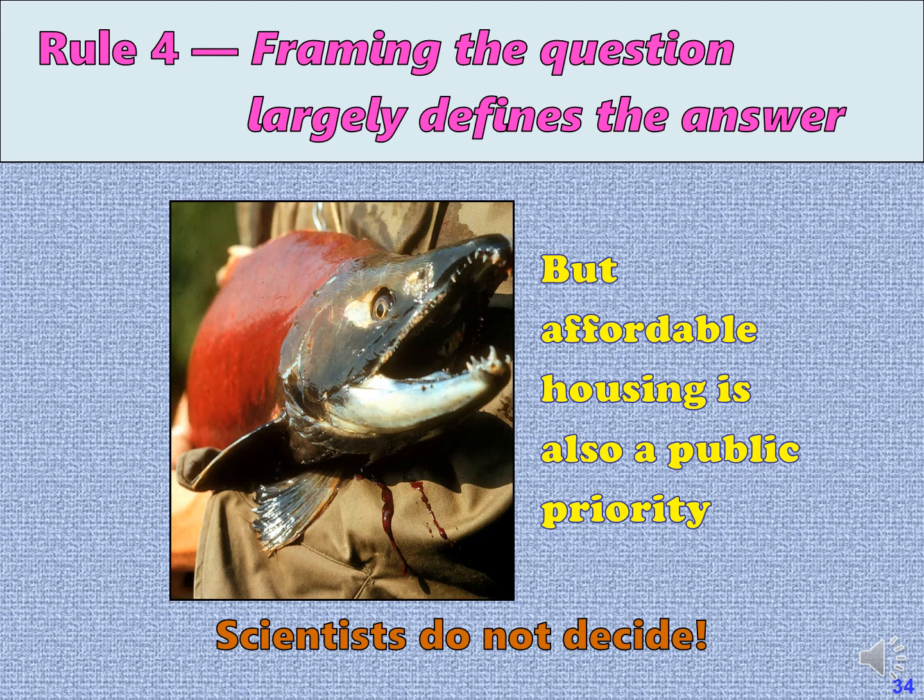So who says that public housing development, getting more land into the buildable category, is more important or less important than salmon? It's not for scientists to decide that. That's for the public, or delegated through their elected officials, to decide. We do not decide that salmon are more important than affordable housing or vice versa.